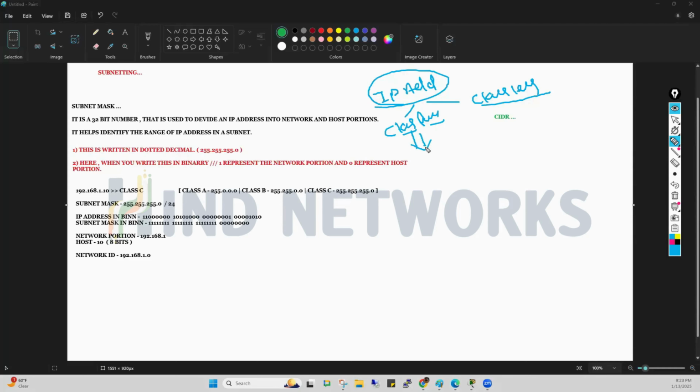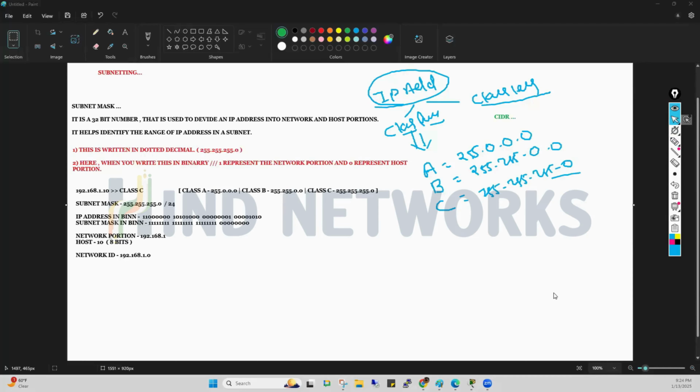Classful addressing basically divides the IP address into fixed classes, for example class A, class B, and class C. For every class, there was a predefined subnet mask. For class A, the subnet mask is 255.0.0.0. For class B, it is 255.255.0.0. And for class C, the subnet mask is 255.255.255.0. Getting my point?